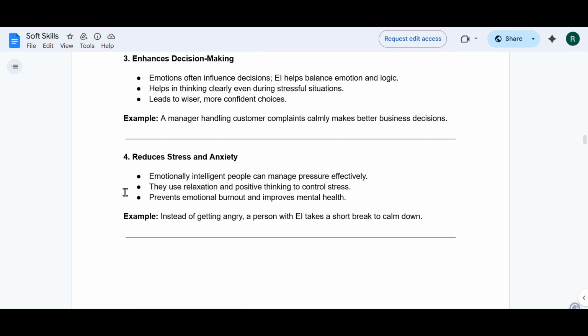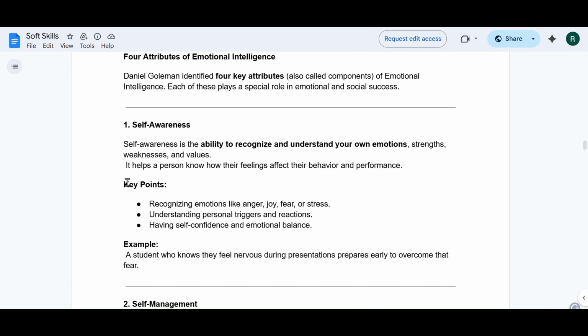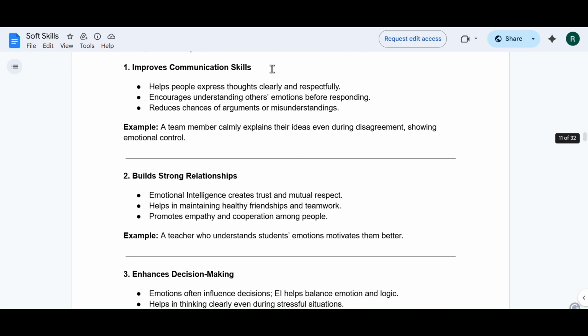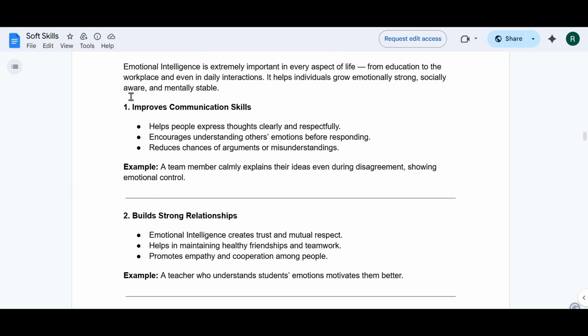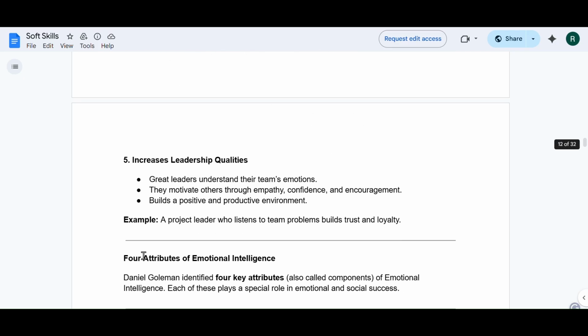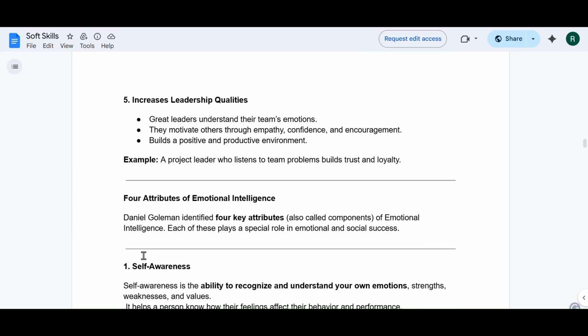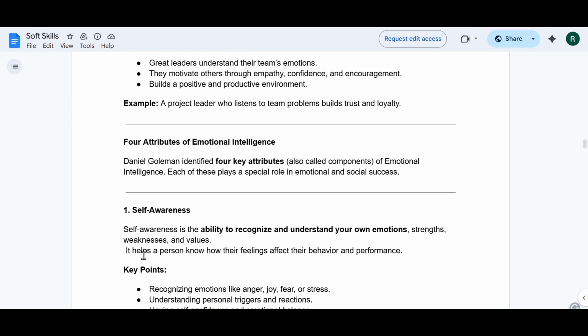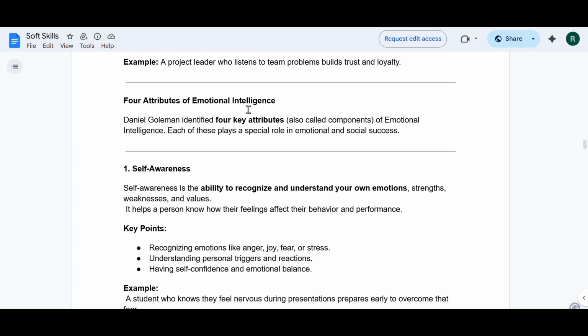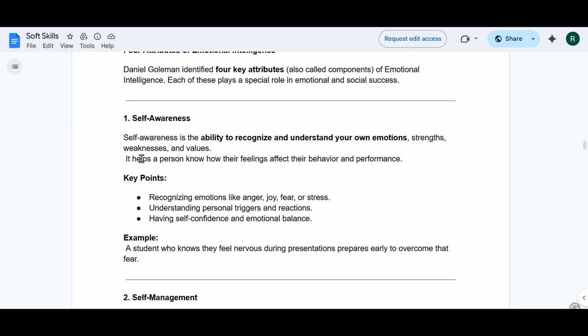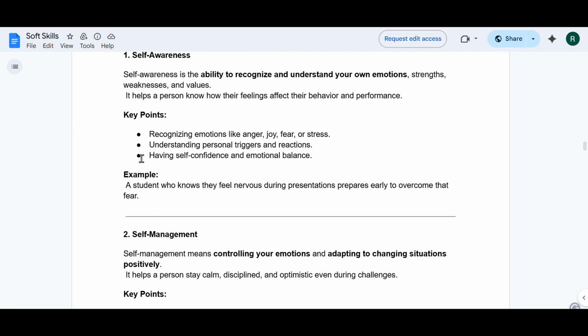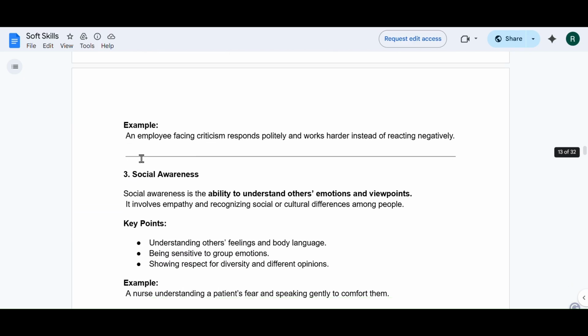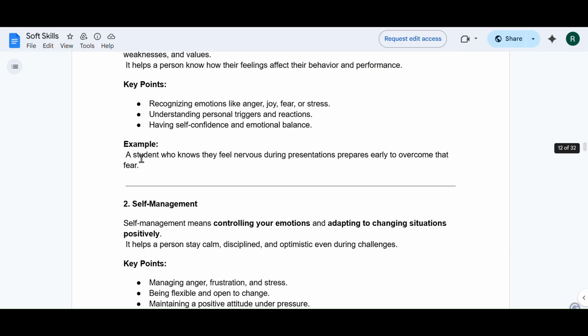So now let us discuss what the four attributes of emotional intelligence are. All these are examples of advantages of emotional intelligence. All these are not needed as of now. If you want, I'll leave this specific document in the description. You can read it perfectly. I'm only explaining the very important topics in this. Four attributes of emotional intelligence. What are the four attributes? Self awareness, self management, social awareness, and relationship management.